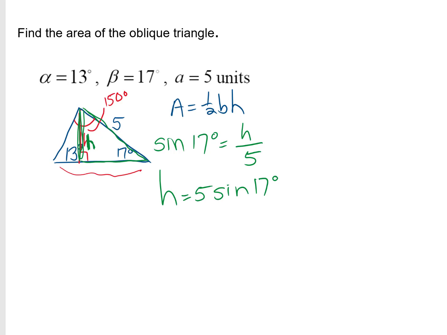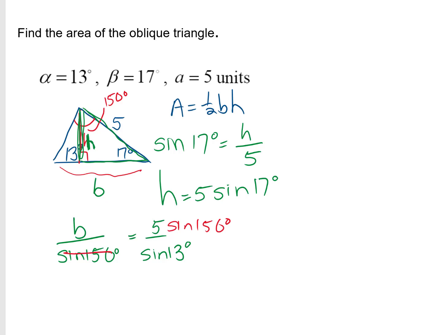Okay, so now I need to know this base right here. Because it's along the side of that oblique triangle, I'm going to need to use the law of sines to find that base. So I'm going to set up B over the sine of the angle opposite it, 150 degrees, and that needs to equal the angle-side opposite pair, 5 over the sine of 13 degrees. If I multiply by sine 150 over here, I've got B. B is 5 sine 150 divided by sine 13.